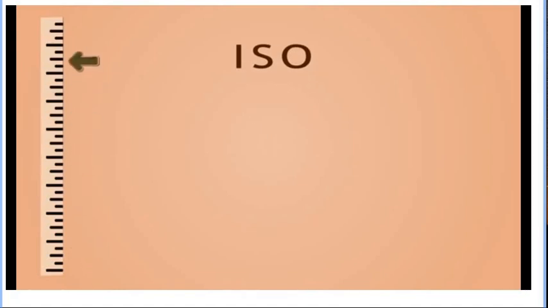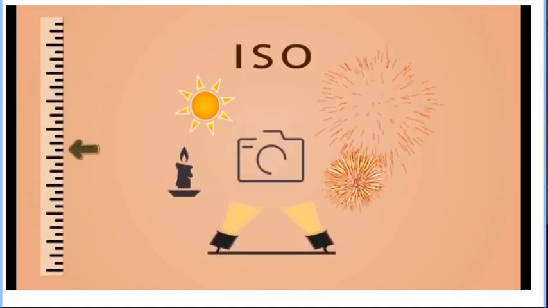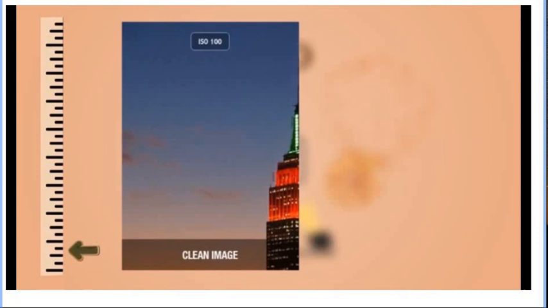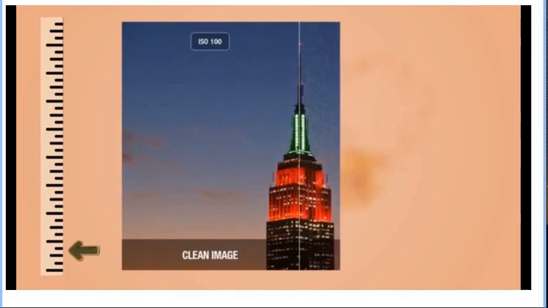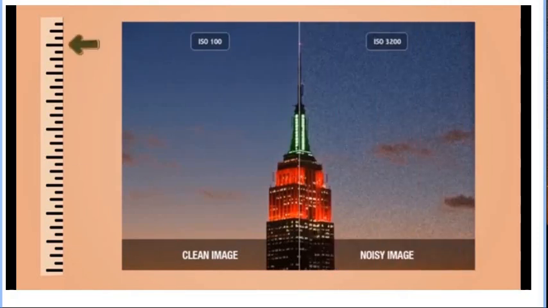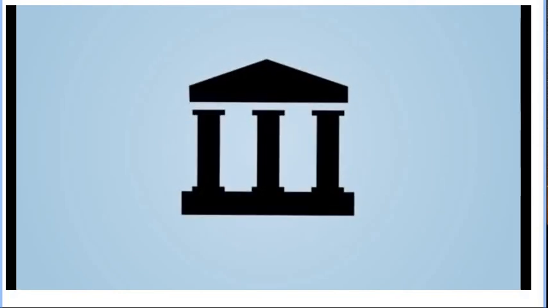Next is the ISO, which is the level of sensitivity of your camera to available light. Low ISO means a clean image. High ISO means a noisy image. So, now that you know the three pillars of photography, just get your focus right and click.